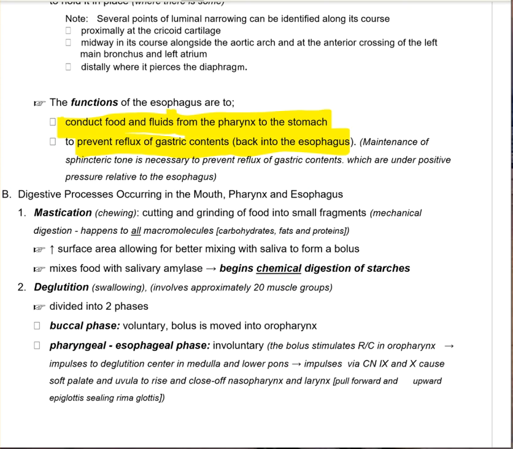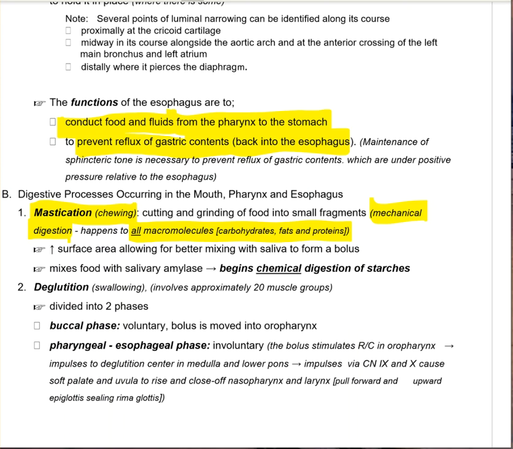Now, what about the digestive processes occurring in the mouth, the pharynx, and the esophagus? All right, well, the first we know is mastication, chewing. We've already talked about that. We know that's mechanical digestion, and all macromolecules get this here. So one thing to think about is mechanical digestion. Every single macromolecule starts at the mouth, whether it's a fat, a protein, or a carbohydrate. All of them start here.